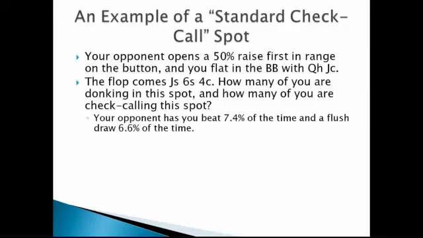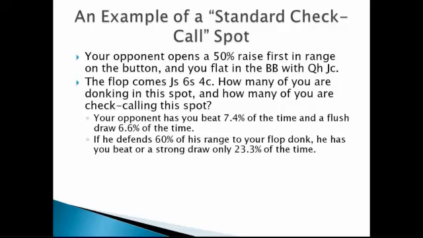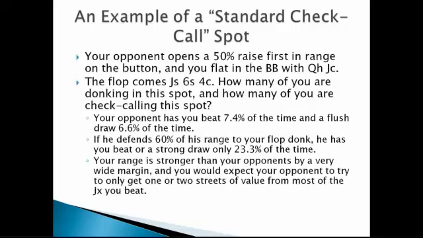Your opponent has you beat 7.4% of the time and a flush draw 6.6% of the time. If he defends 60% of his range to your flop donk, he has you beat or a strong draw only 23.3% of the time. Your range is stronger than your opponent's by a very wide margin, and you would expect your opponent to try to only get one or two streets of value from most of the Jack-X hands that you beat. So by now you should probably be noticing it looks like something here isn't right.